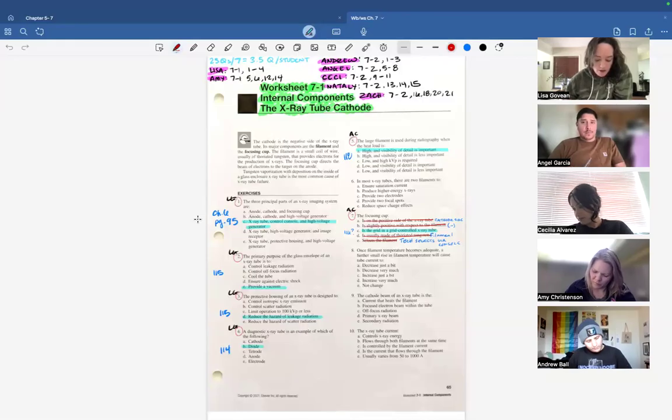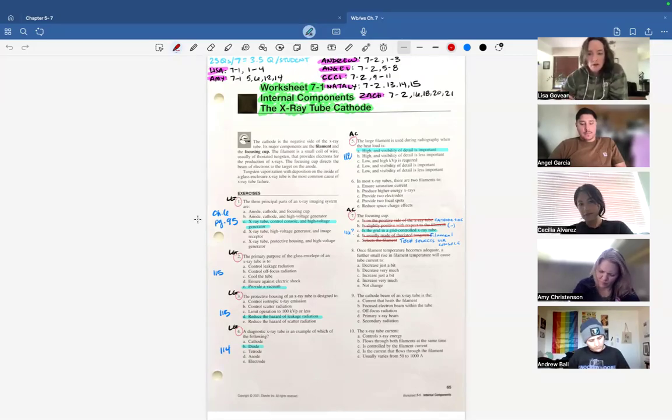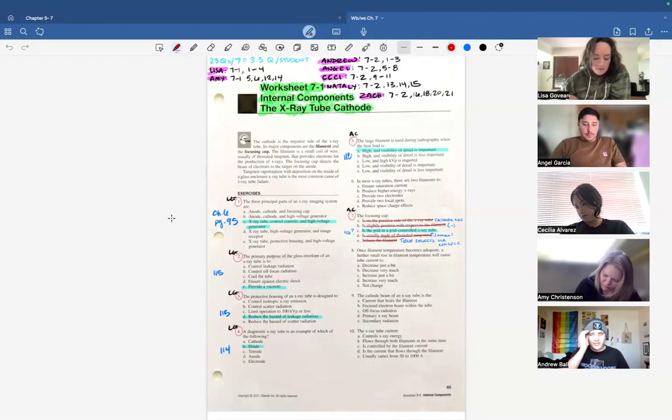Number two, the primary purpose of the glass envelope of an X-ray tube is to E, provide a vacuum. Just interrupt me if anyone disagrees. I thought it was to ensure against electric shock. Or is that the protective cover? I think that's the housing. Protective, like the housing. Yeah. Oh, okay.